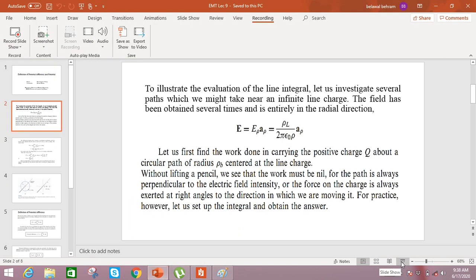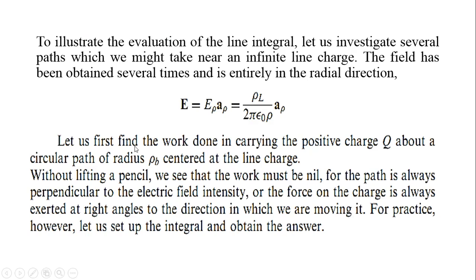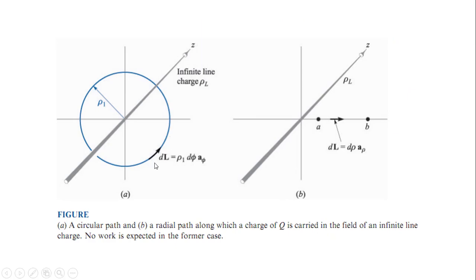So let us first find the work done in carrying the positive charge q about a circular path of radius rho b centered at the line charge. It means that I am talking about figure A. I have an infinite line charge and I have chosen the circular path. So let's calculate the work done over this circular path while moving a charge of q coulombs from an initial point to the final point.